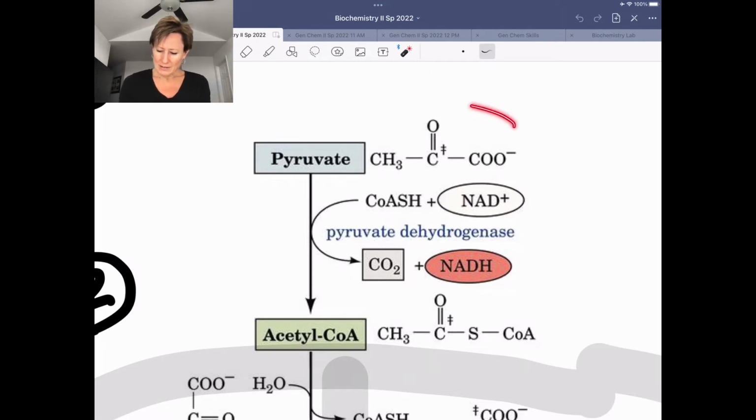So pyruvate, 3-carbon alpha-keto acid. We are going to decarboxylate that and take the 2 carbons and put them as an acetyl group on CoA. So that's the starting point for the citric acid cycle, acetyl-CoA, and then that other carbon gets liberated as carbon dioxide. So here's that carbon dioxide that comes off.